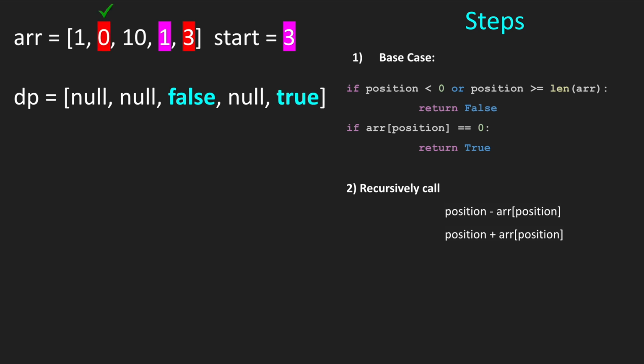To the left, we are reaching the index where the value is 0, which we are setting to true, which we are returning.